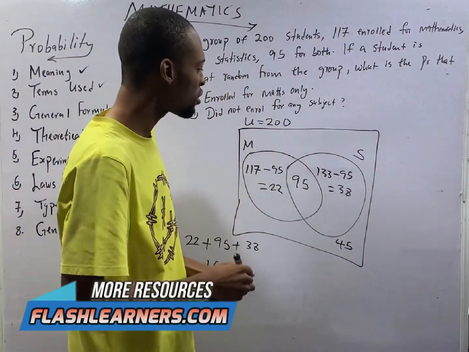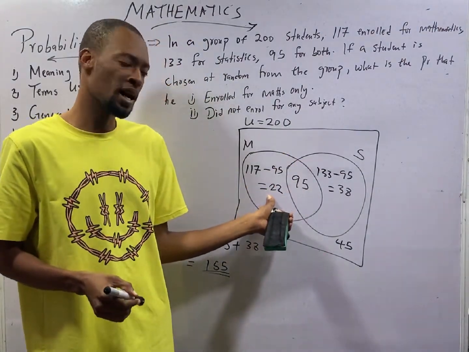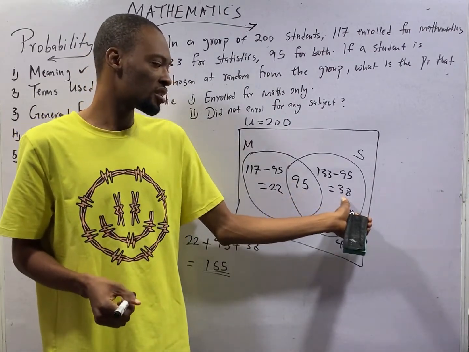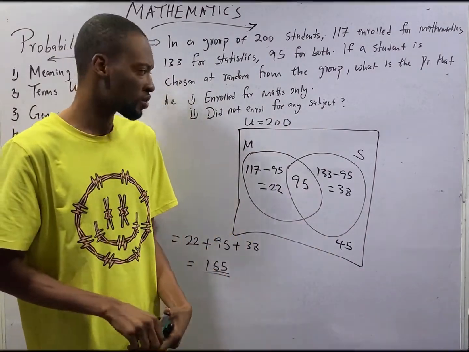So, what have we gotten so far? Total number of students, those who registered only maths, those who registered both, those who registered only statistics, and those who did not enroll for any of the subjects.